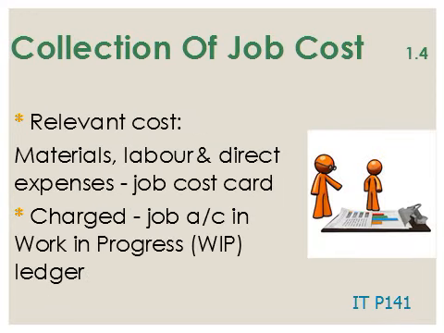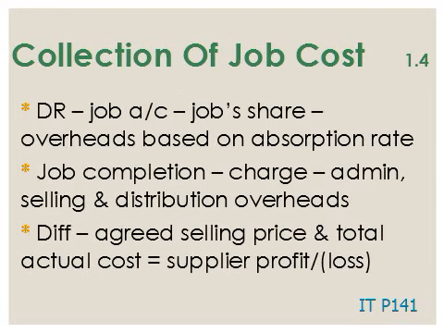The relevant costs of the materials issued, the direct labor performed, and direct expenses incurred, are recorded on the job cost card, and are charged to the job account in the work in progress ledger. The job account is debited with the job's share of the factory overheads, based on the absorption rate used. Once the job is complete, the job account is charged with the administration, selling and distribution overheads, so that the total actual cost of the job can be determined. The difference between the agreed selling price and the total actual cost will be the supplier's profit or loss.